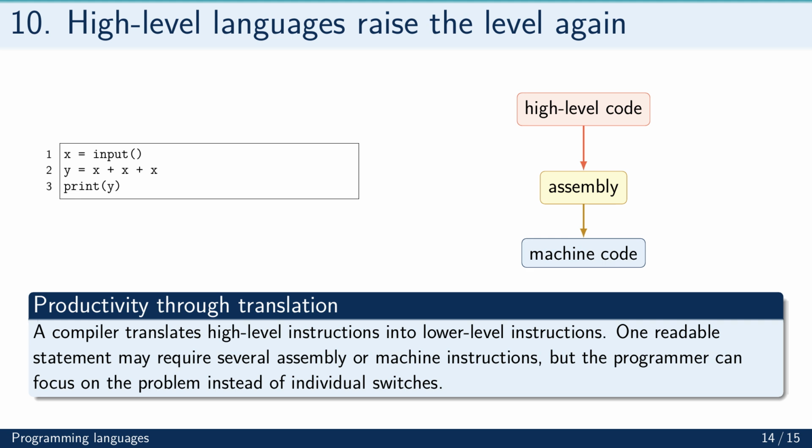One readable statement may require several lower-level instructions, because the compiler must handle storage, mathematics, control flow, and input or output details. This translation gives programmers much greater productivity and makes programs easier to share across different kinds of computers. Languages such as C, C++, Java, Python, and JavaScript offer different strengths, but they all rely on the same general idea. Human-oriented notation is translated into operations that hardware can perform.